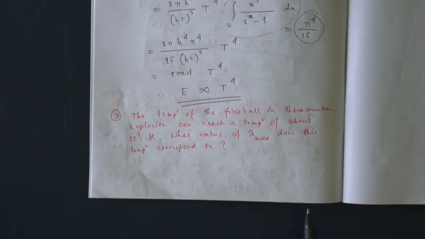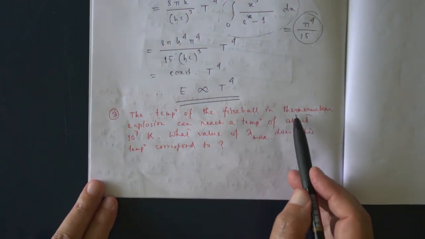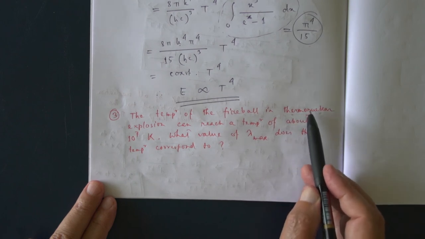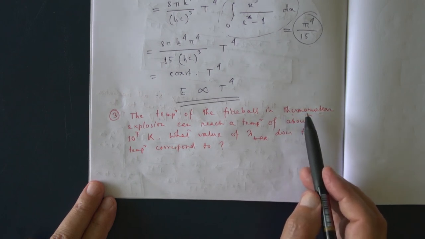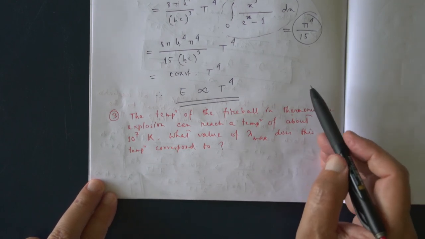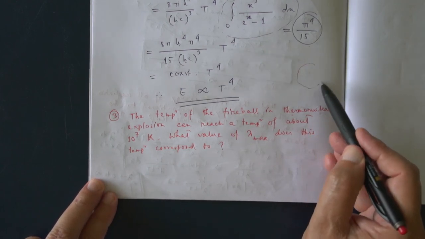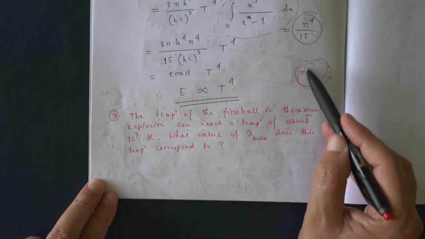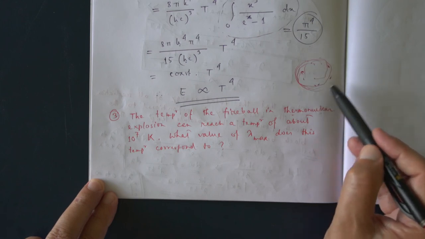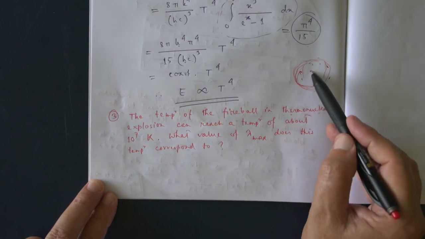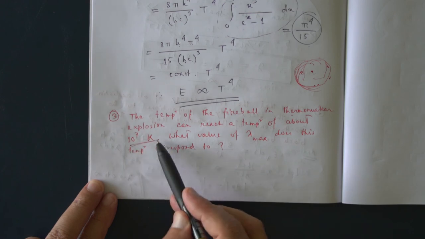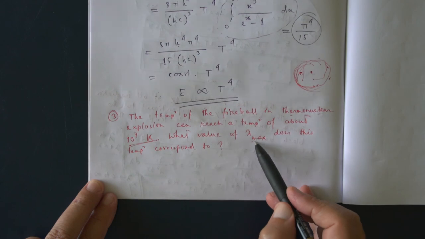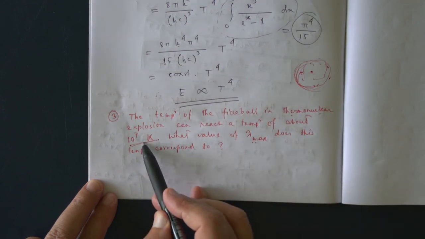So that means when a nuclear bomb is exploded, fire goes up like a ball. So this is a fireball. The temperature of the fireball is this much. So what is the value of lambda max corresponding to this temperature?